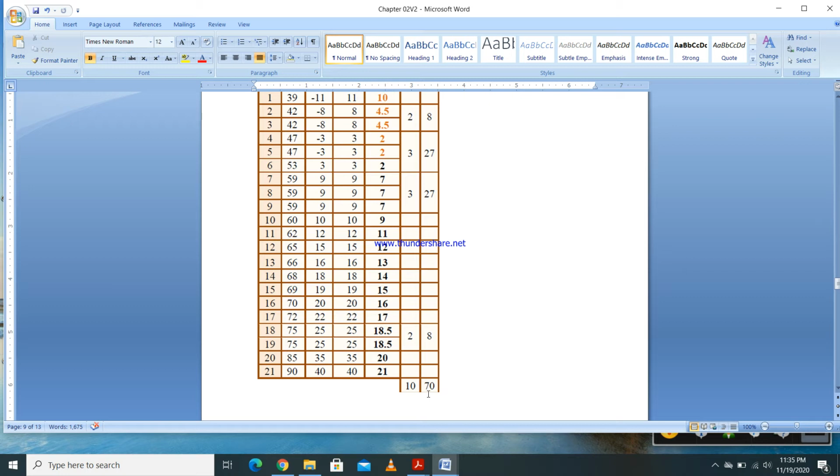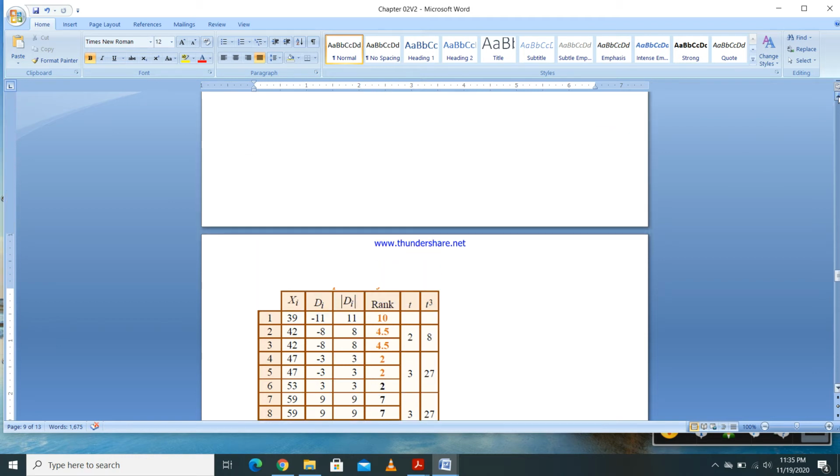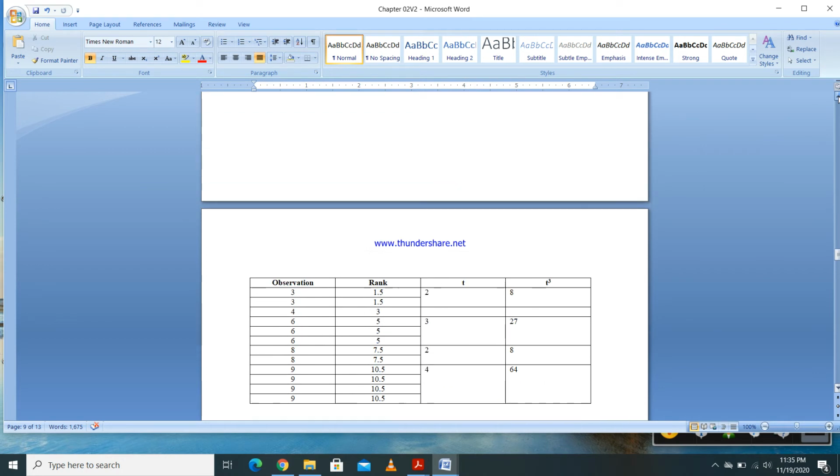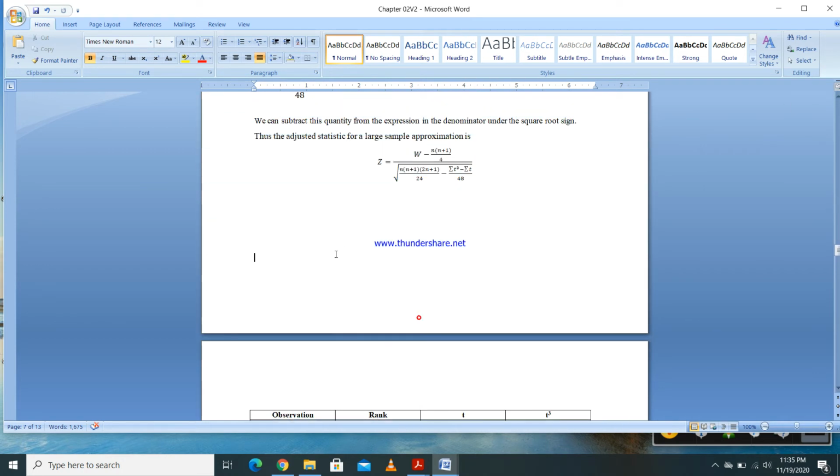Now, in order to calculate the large sample approximation, we have the t values, but if you look at the equation here for the large sample approximation, this is the equation. We need to calculate the z value, right? I'll just type it here. So we need to calculate the w value.